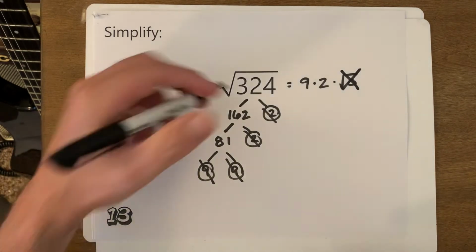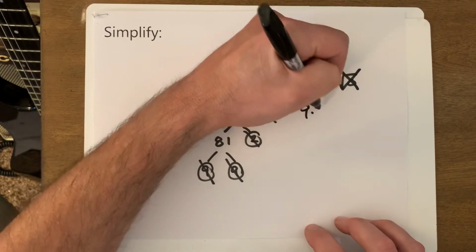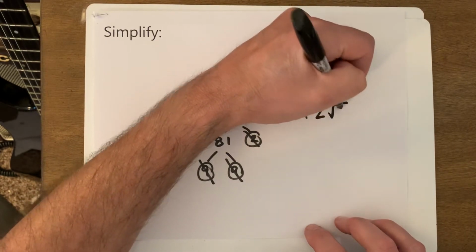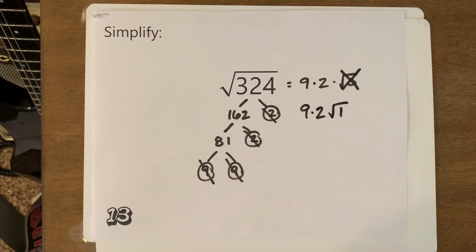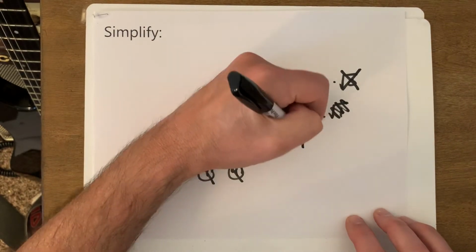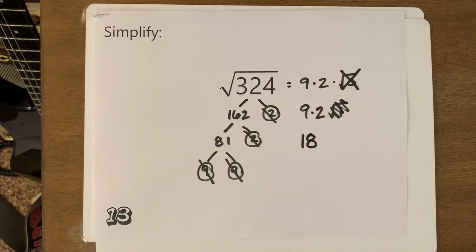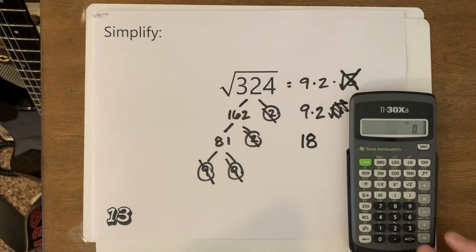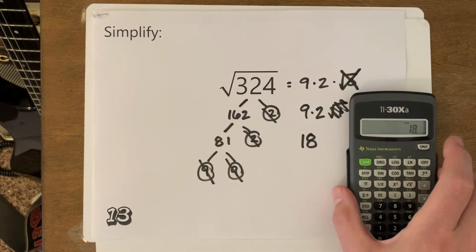So you can actually have 9 times 2 and then a root 1 right there. But a root 1 is just 1. It goes away with multiplication. We don't even need it. So why even bother? We'll just write 9 times 2 is 18. So what happens is 324, and let's just check that real quick. The square root of 324 turns out to be 18 because it's a perfect square to begin with.